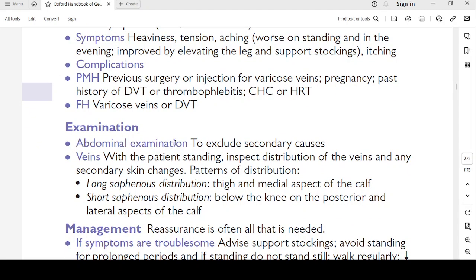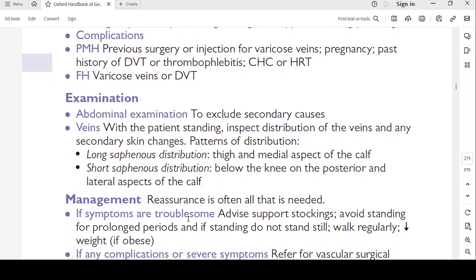Examination. Abdominal examination to exclude the secondary causes. Veins. With the patient standing, inspect the distribution of the veins and any secondary skin changes, patterns of distribution. Long saphenous vein distribution is the thigh and the medial aspect of the calf. Short saphenous vein distribution is below the knee on the posterior and lateral aspects of the calf.